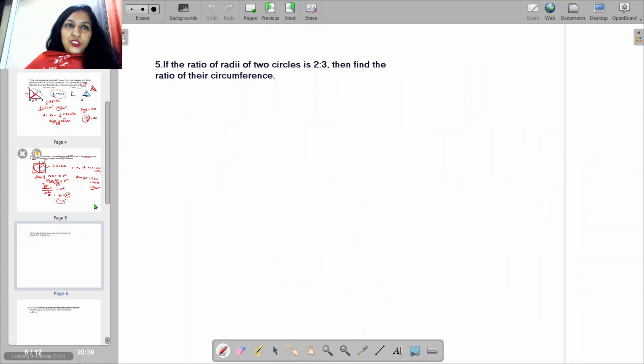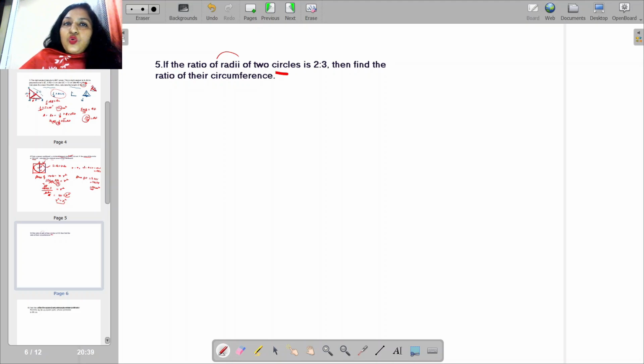Moving on to the next question. This is really a very cute one. If the ratio of the radii means the radius, plural of radius. If the ratio of the radii of two circles is given, then find the ratio of the circumference. But we always have to start with the given information.